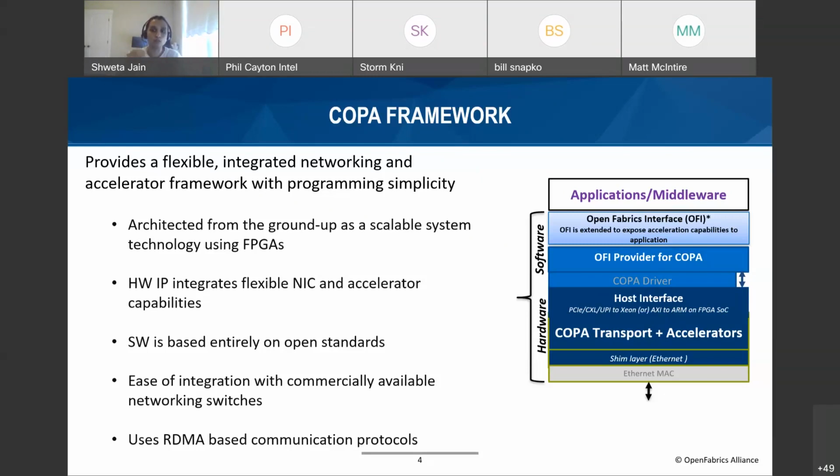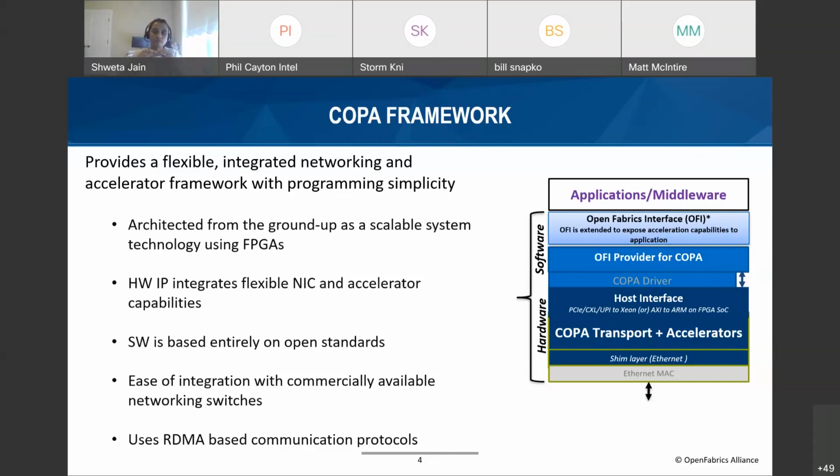Because we are working out of FPGA as our development platform, we actually support custom acceleration capabilities within COPA, and that can be exposed to the application middleware. The COPA software stack that we have developed is based on open standards, and it requires very minimal changes to be integrated as part of existing applications. So if existing applications want to leverage the COPA framework, the integration overhead is very low.